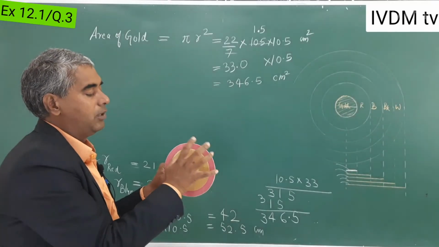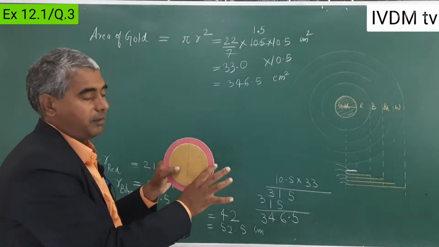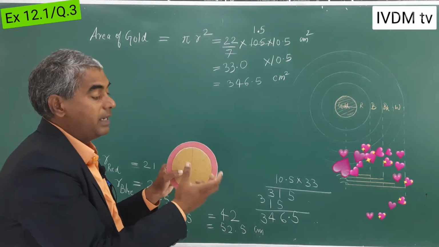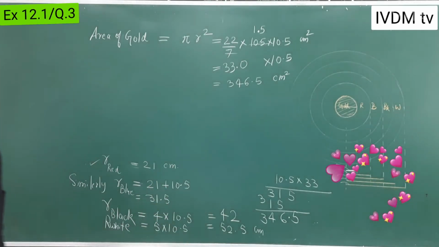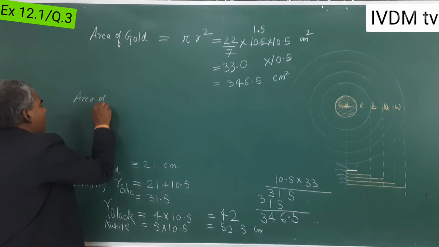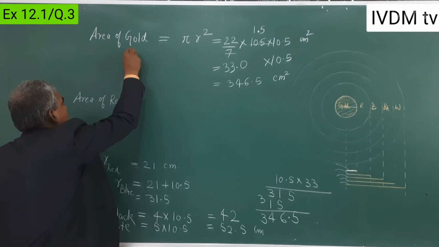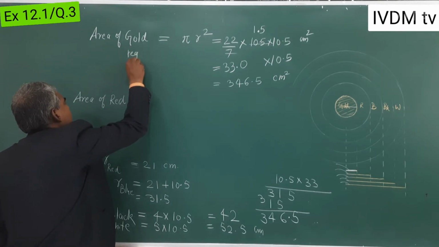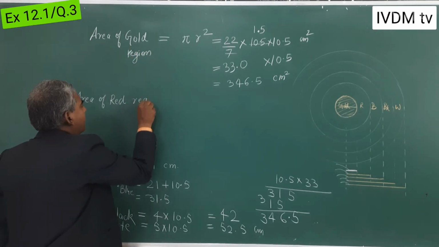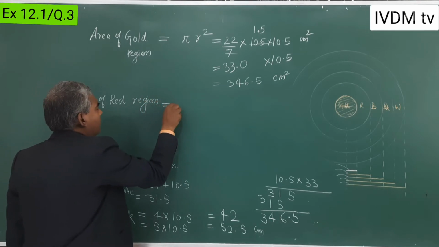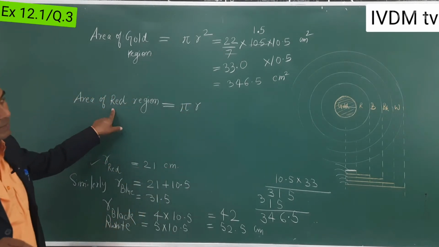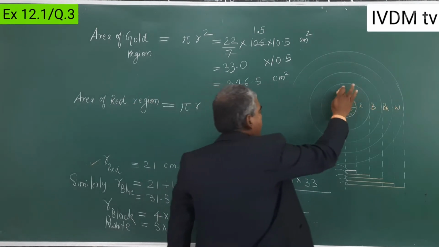So the area of this ring is equal to the area of the larger circle, pi r square, minus the smaller one, pi r square, so you will get the area of the ring. Now write the area of the red region, actually gold region, this area of red region is equal to pi r, because red is in the shape of a ring.